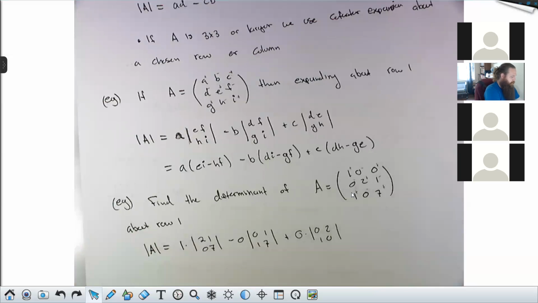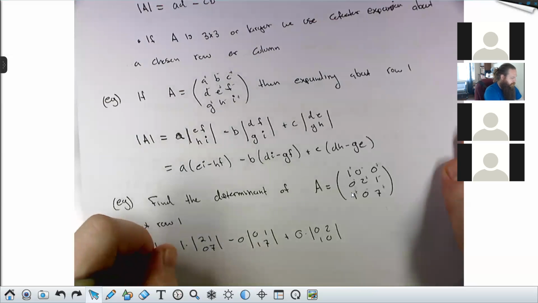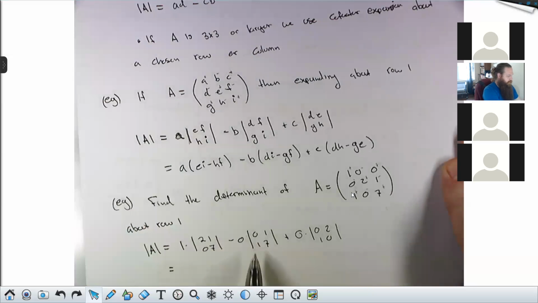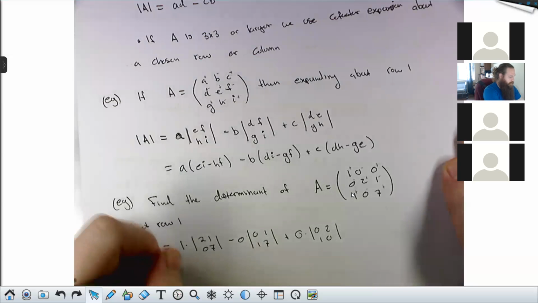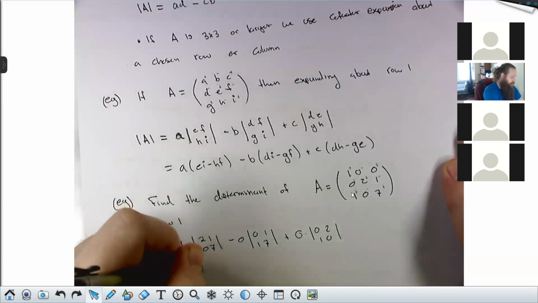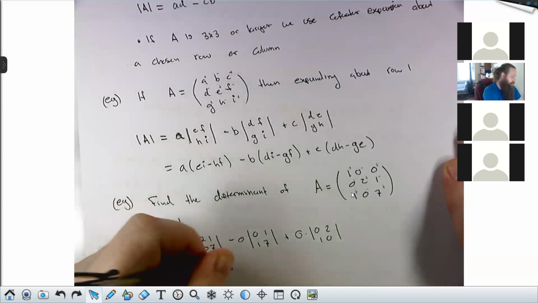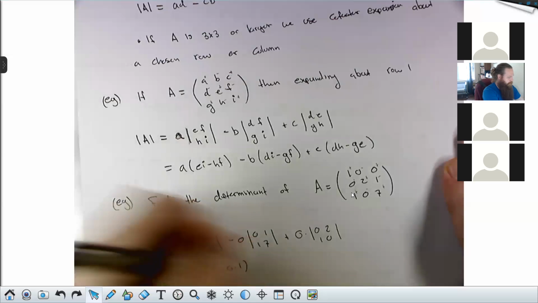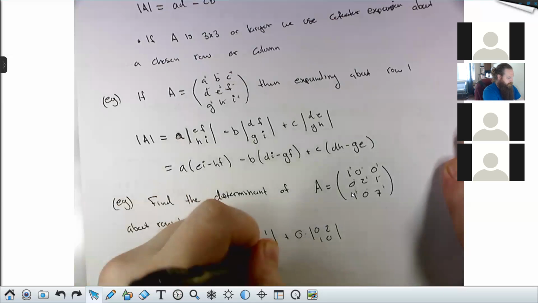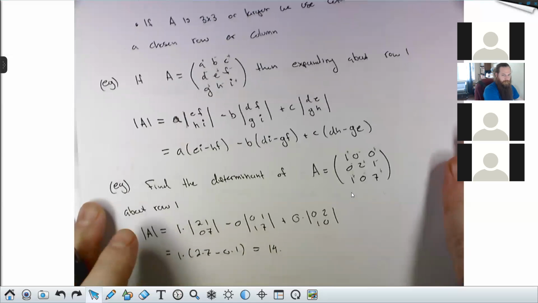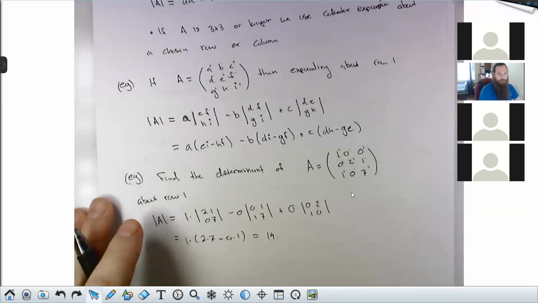Now the good news, since I was smart and I expanded about a row that had lots of zeros, I don't need to calculate this because it's getting multiplied by 0. I don't need to calculate this because it's getting multiplied by 0. This is the only thing that matters. So this is 1 times 2 times 7 minus 0 times 1. And that's 14. So the determinant of this matrix is 14.